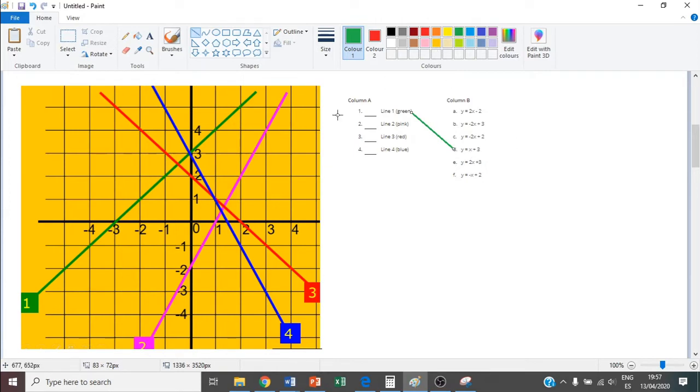Okay, the next one in pink is this one here, and I can already see what the y-intercept is. That's the easiest thing for me to find. It crosses the y-axis at minus 2. So let's see, do any of these cross at minus 2? This one does. That's the only one. That's got to be it.